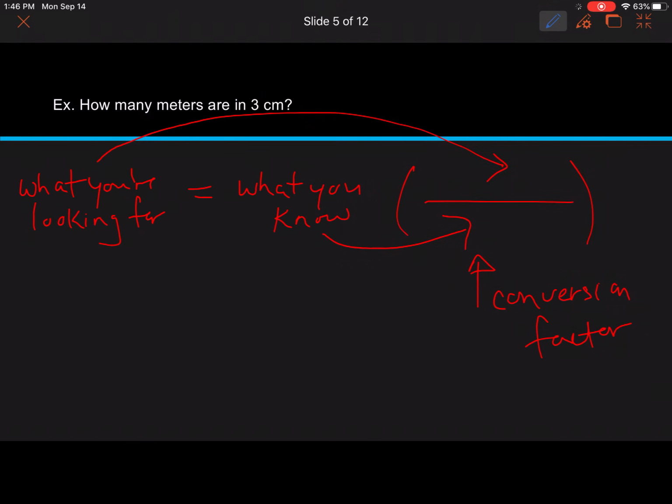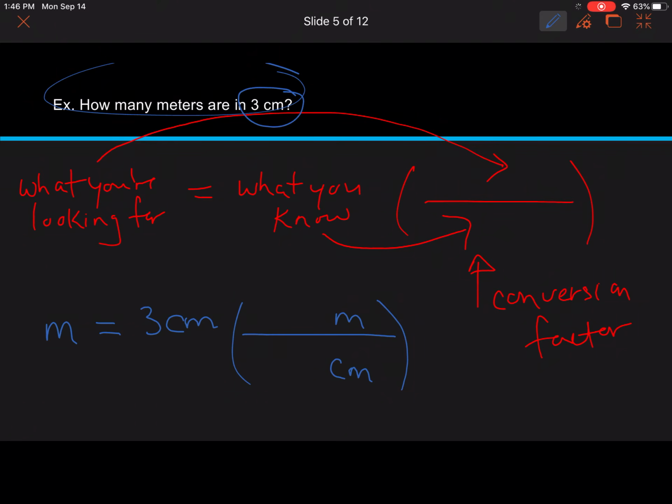Looking at this example, how many meters? I'm looking for meters. So what I'm looking for is meters equals, what do I know? I know 3 centimeters. Then I need to multiply this by the conversion factor. Centimeters is what I know, and I want to get rid of centimeters, so I'm going to put that unit on the bottom because I don't want it anymore. Meters is what I want to end up in, so that goes on the top.